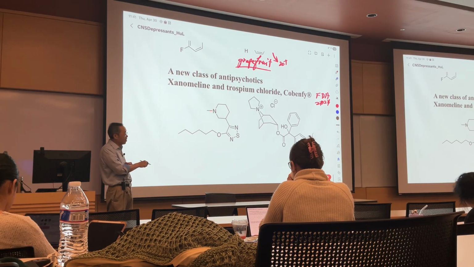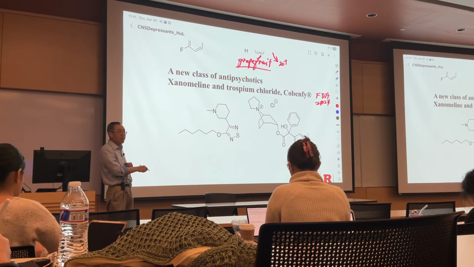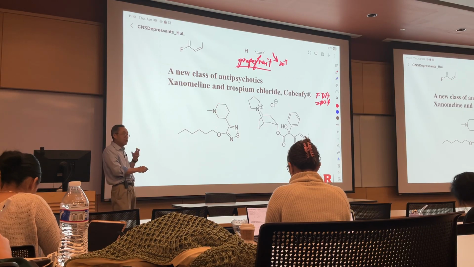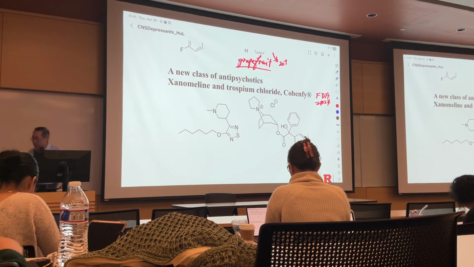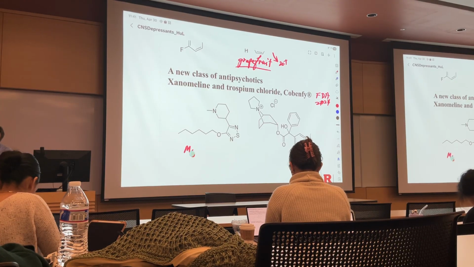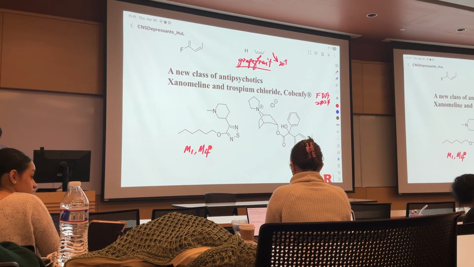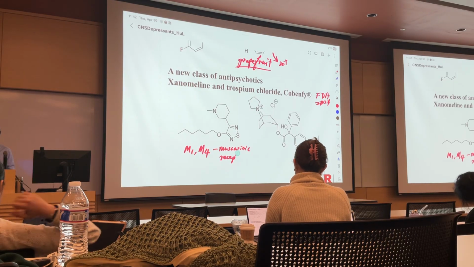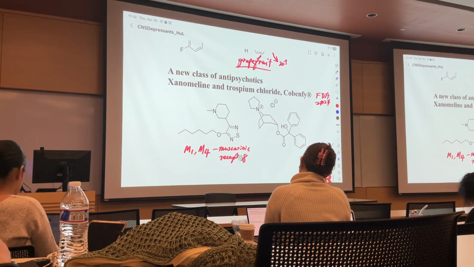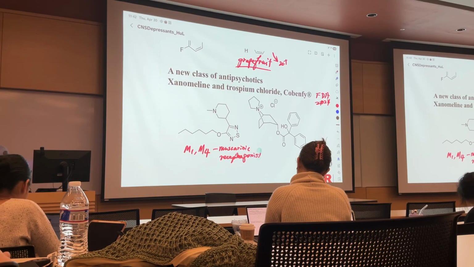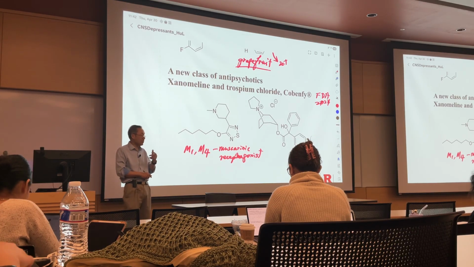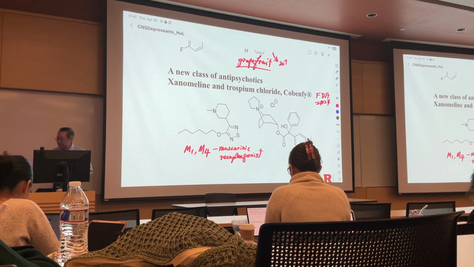So this is a tertiary amine, and this part of it is mimicking the esters in acetylcholine. So this drug actually binds to acetylcholine receptors. So in this case, it's called M1 and M4 receptor. So it's a muscarinic receptor agonist. And this, of course, we're referring to these receptors in the central nervous system with the muscarinic receptor agonist.